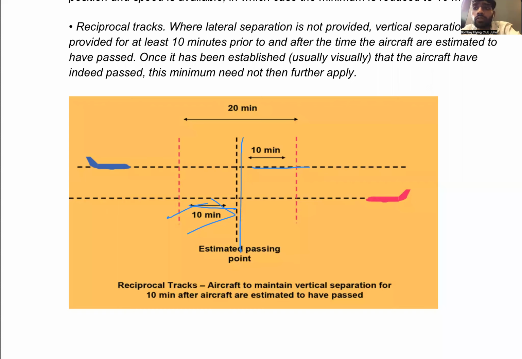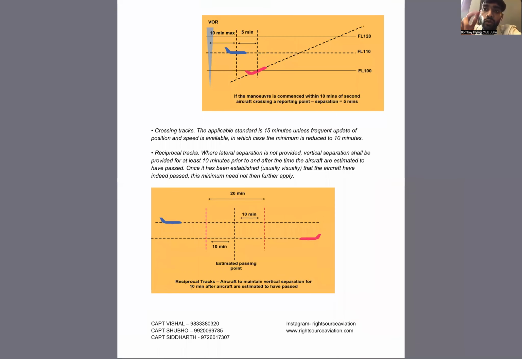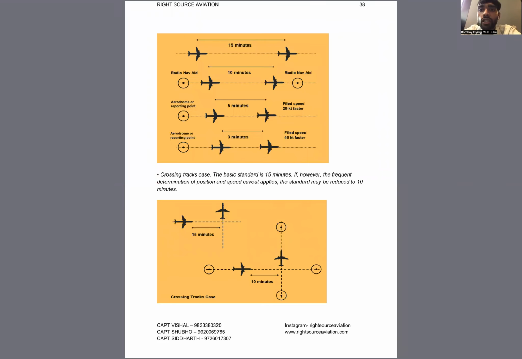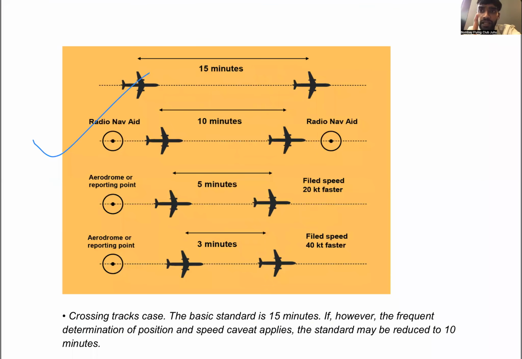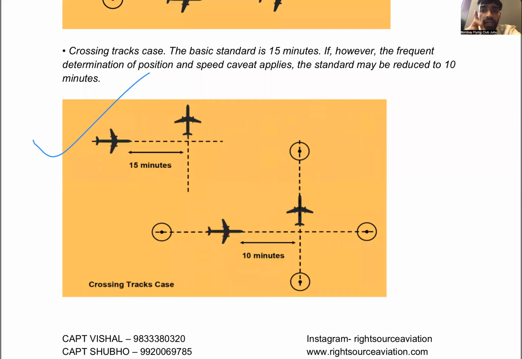Only one thing: no other combinations are there over here that can be reduced. This is the standard and that is what is used. So this is longitudinal traffic separation, for reciprocal traffic, time-based. Thereafter, this diagram explains longitudinal traffic separation for same track traffic, time-based. The diagram below it is crossing track traffic separation, which is of longitudinal type and time-based. The standard is 15 minutes. Further, it can be reduced to 10 minutes if frequent determination of position and time has been shared with the ATC.